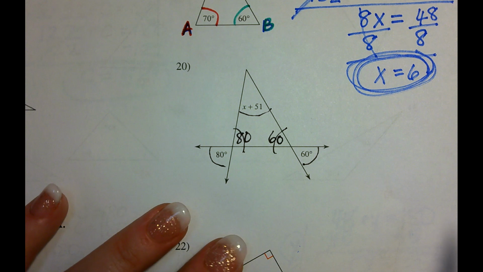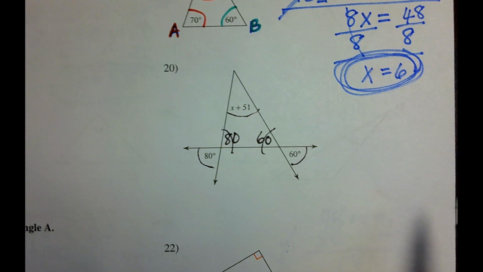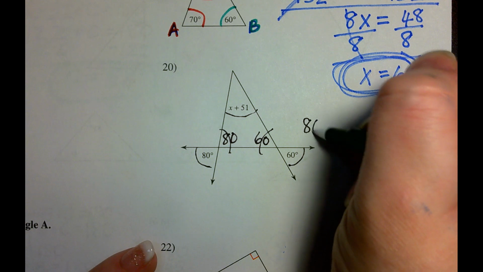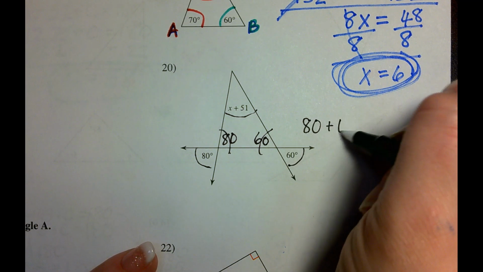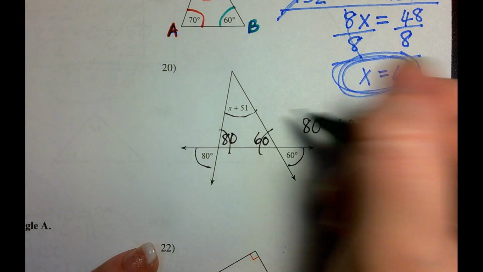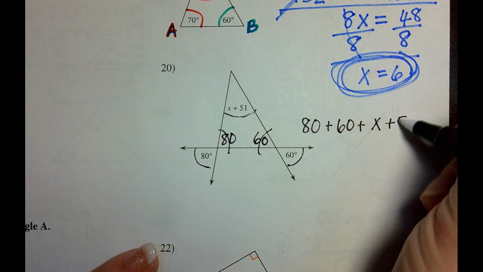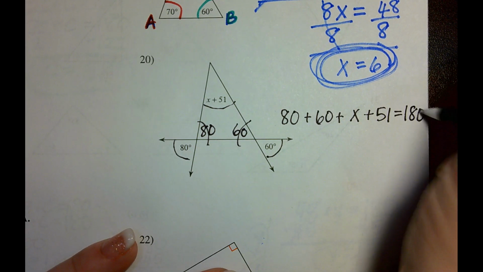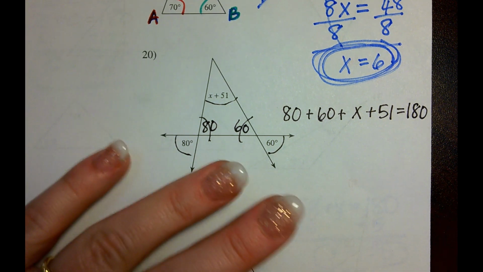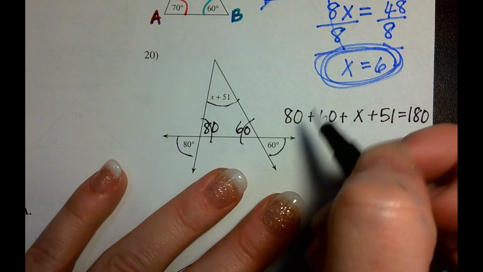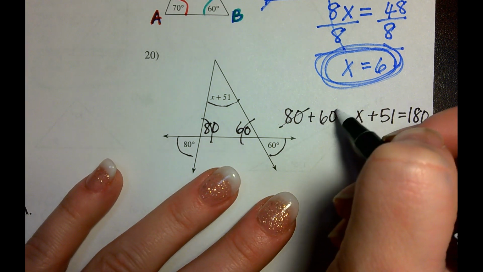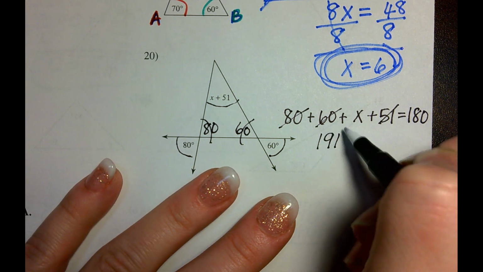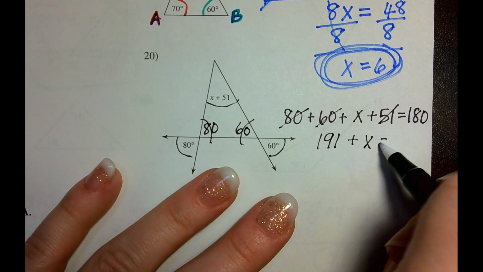So, what equation would we write to do that? 80 plus 60 plus x plus 51 equals 180. Good. Amazing. We're going to combine like terms: 80 plus 60 plus 51. You said 191? Yep. Plus x equals 180.